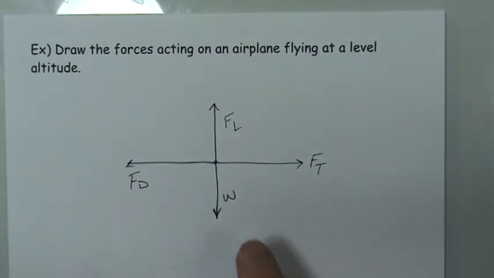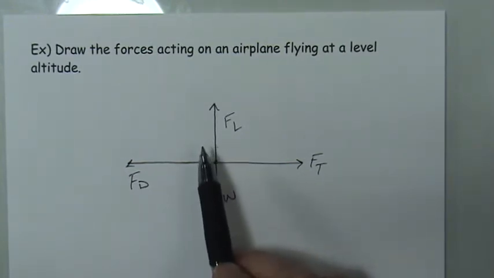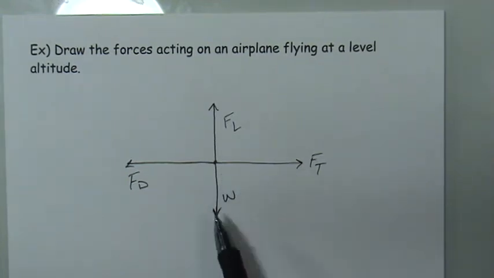Okay? Now, the way I've drawn it is I'm saying that the thrust is more than the lift, or that the thrust is more than the weight. And I know it's more than the weight because I drew it longer than I drew the weight arrow.